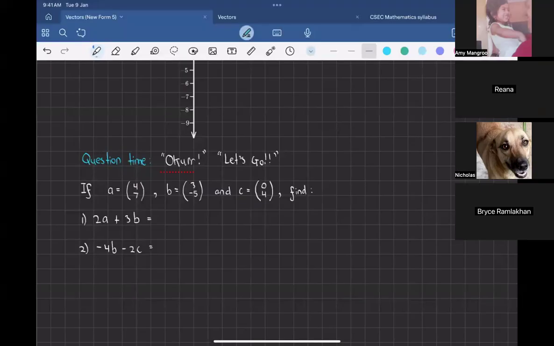So I give you three vectors: vector A, vector B, vector C. In the first question, 2 times vector A plus 3 times vector B. So you had to find 2 times vector A, which is scalar multiplication, then add it to 3 times vector B, scalar multiplication again. Oh, really? I did that. I thought it was wrong. That's real simple, you know.